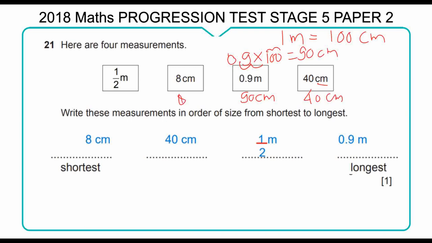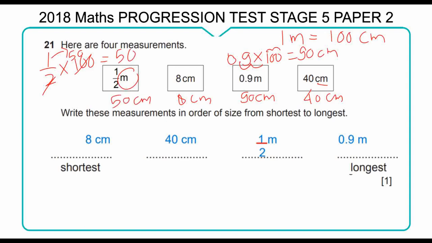Now we have almost all in cm. Then this is the meter. We times half by 100 to make it into cm. 2 and 100 simplify: 100 divided by 2 is 50. So 1 times 50 is 50. So this is as good as 50 cm.